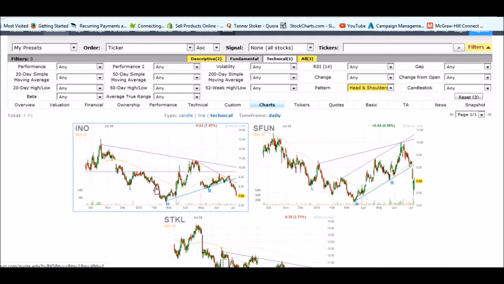This would be the left shoulder, set the head, came down, set the right shoulder here, and then you actually had the breakout occur here. Okay, so this wouldn't be the right shoulder all the way over here.